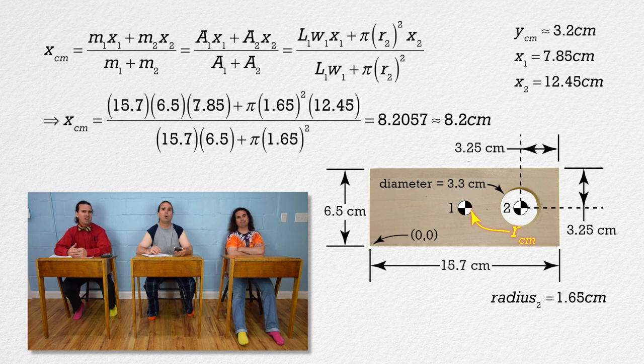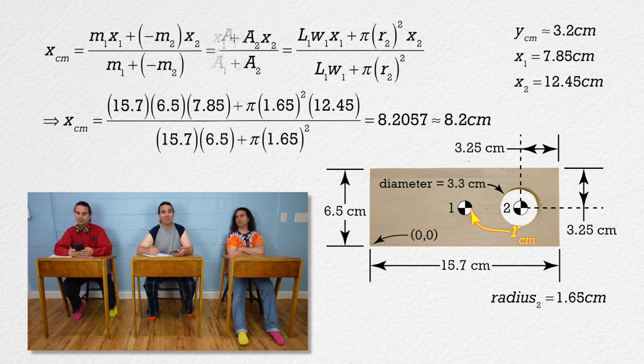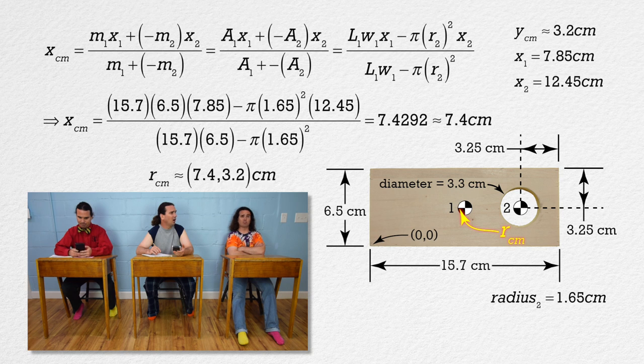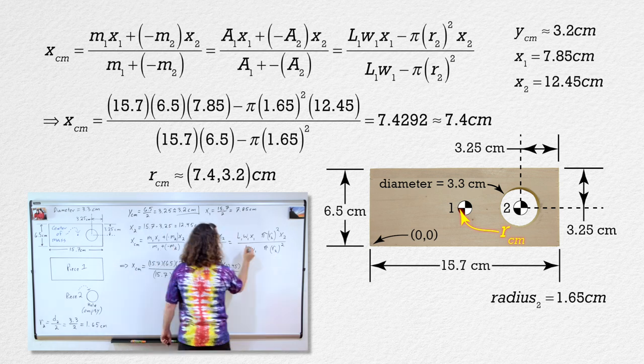Actually, that cannot be correct. Relative to the center of piece one, the center of mass of the block should be farther away from the hole rather than closer to it. We forgot to subtract the mass of the hole. Right. The hole is not there, so we have to subtract mass two, so we have to subtract area two. That's a pretty easy fix. The correct answer is 7.4292 or 7.4 centimeters, with two significant digits.